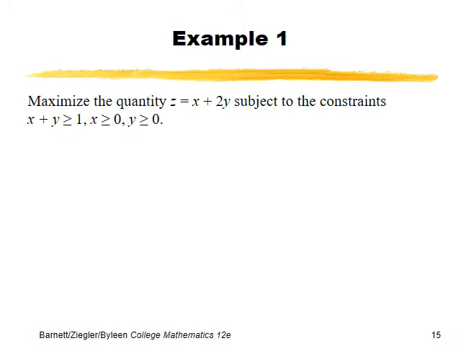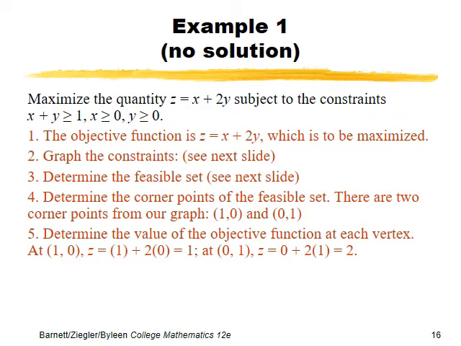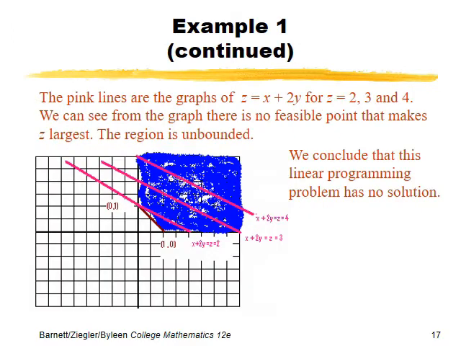We have to maximize this objective function within these constraints. First of all, we will try to figure out the corner points by plotting them. You see, this is unbounded, we don't have any bounded solution. So we conclude that this linear programming problem has no solution because it is unbounded. When it is unbounded, we say that it does not have any solution.